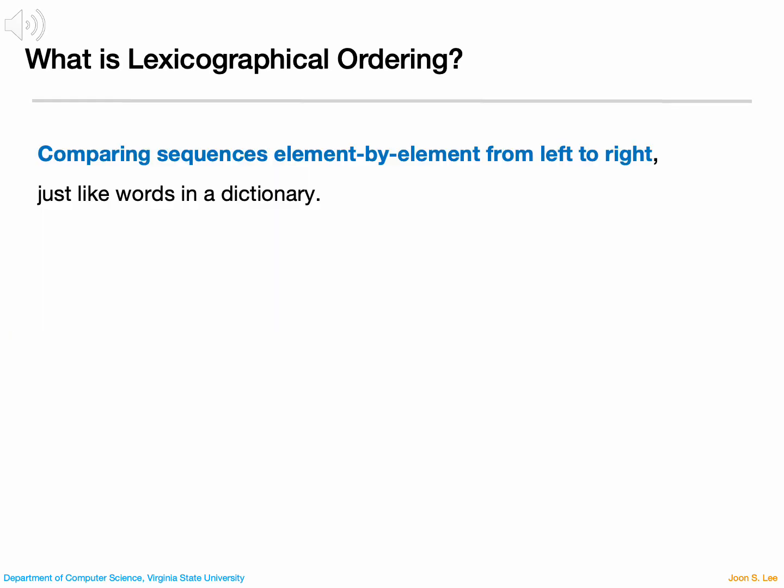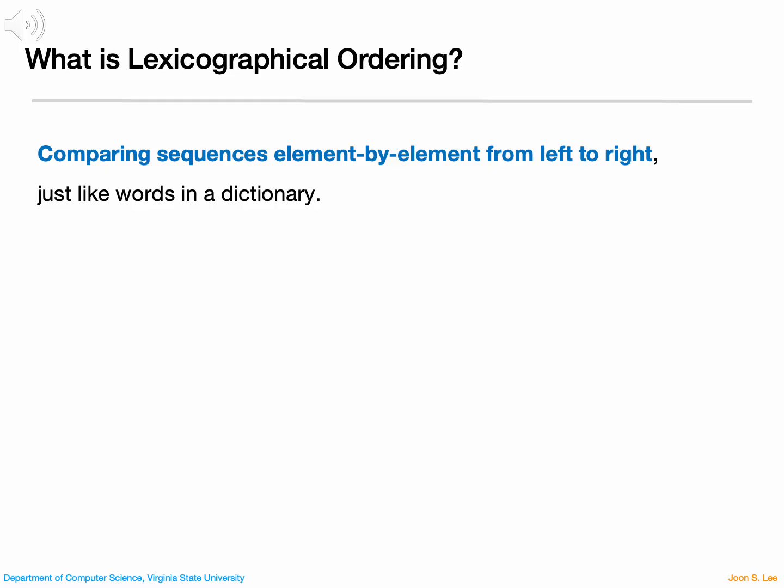Let's switch gears a bit and talk about how we compare lists in Python. Yes, lists can be compared using the standard comparison operators like equals equals, less than, greater than, less than or equals, and greater than or equals. But the way Python performs these comparisons might surprise you. It compares lists element by element, from left to right, using something called lexicographical ordering.